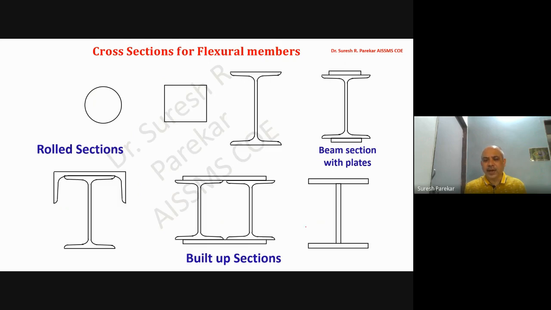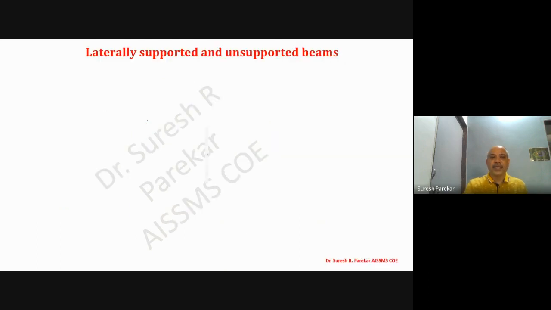So likewise we have different sections, but the preferred section is the I section when we talk about flexural members. If the load is very low, then we can go for a round section, that is circular section. Then we have rectangular or square sections, when the load is very low. So this is the first part which we have to draw in our sheet number 4. Then we have the second part, laterally supported and laterally unsupported beams.